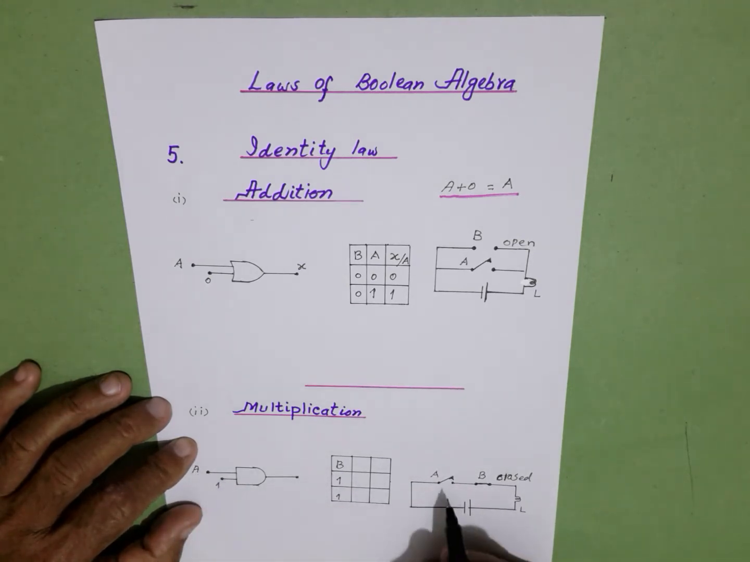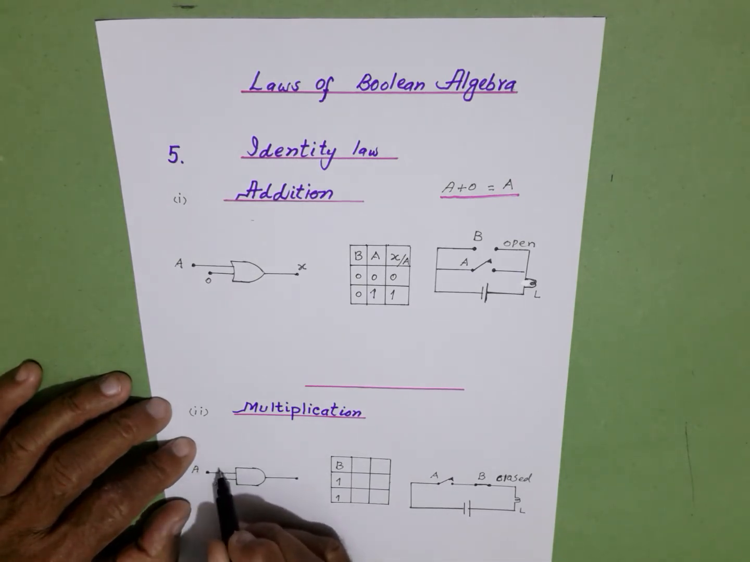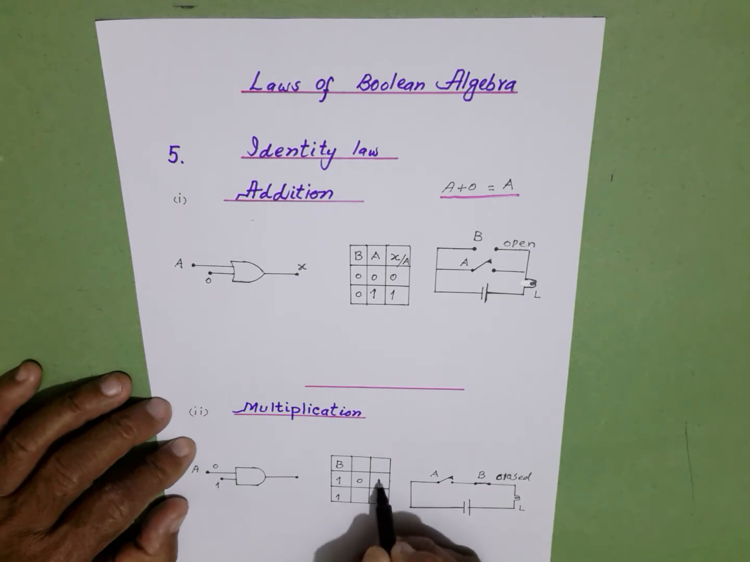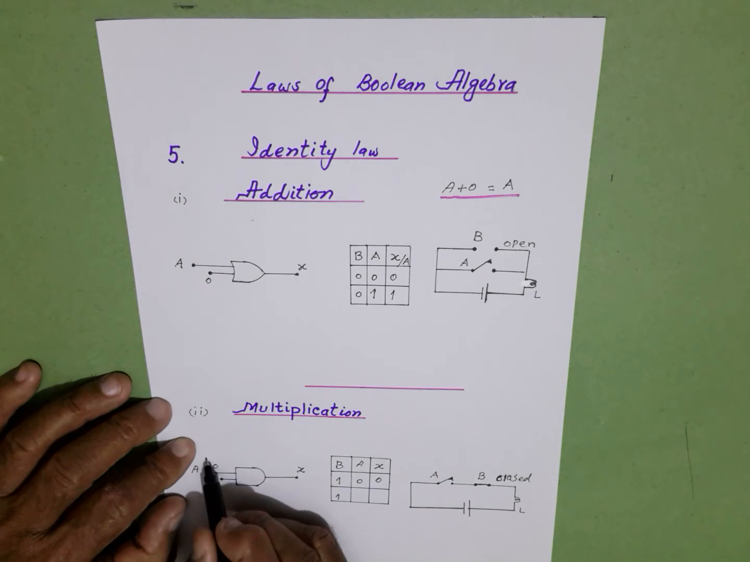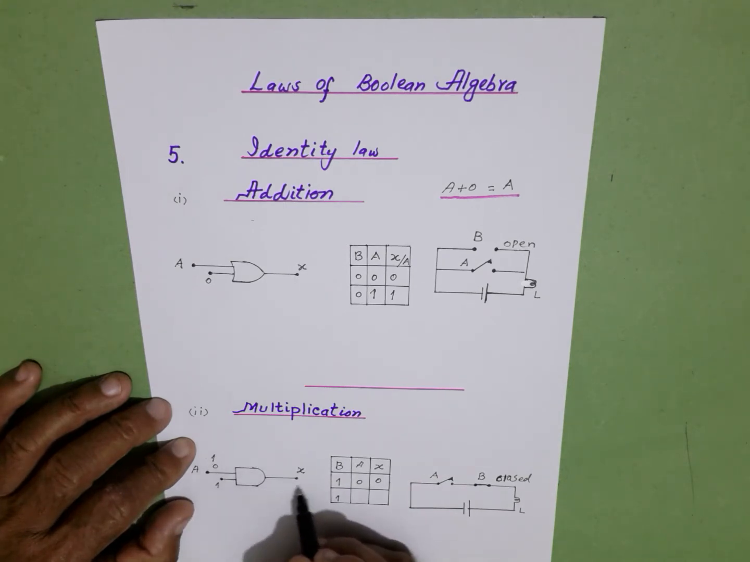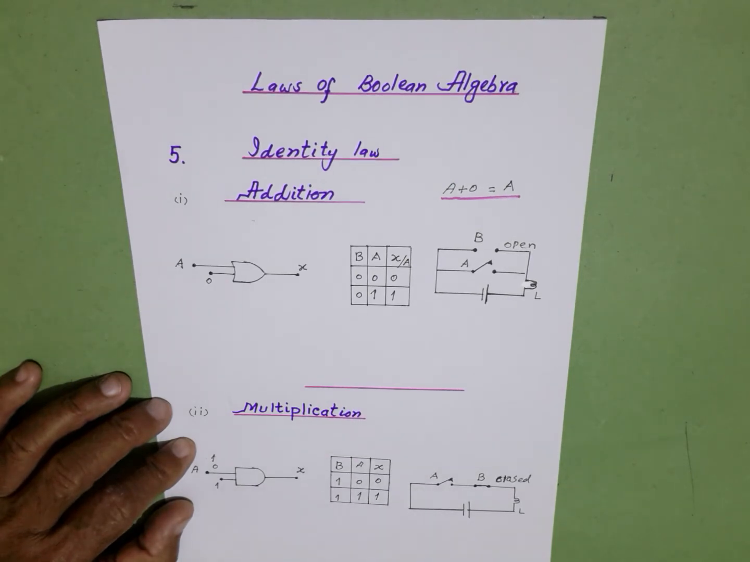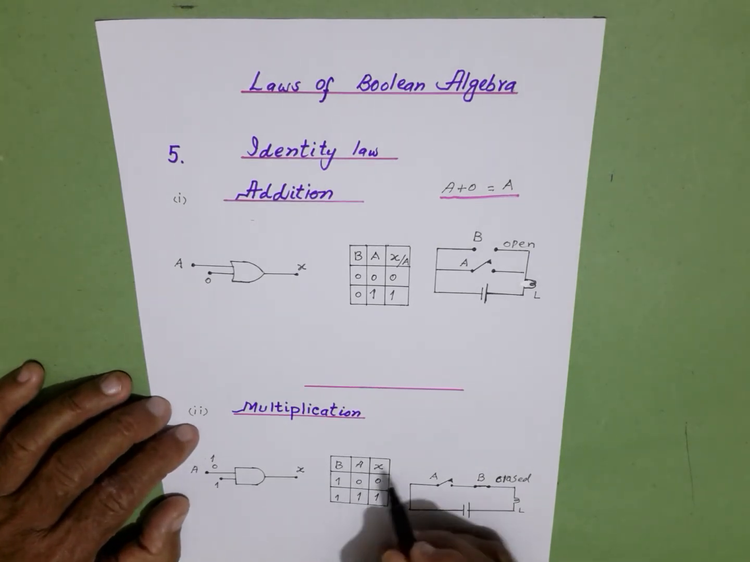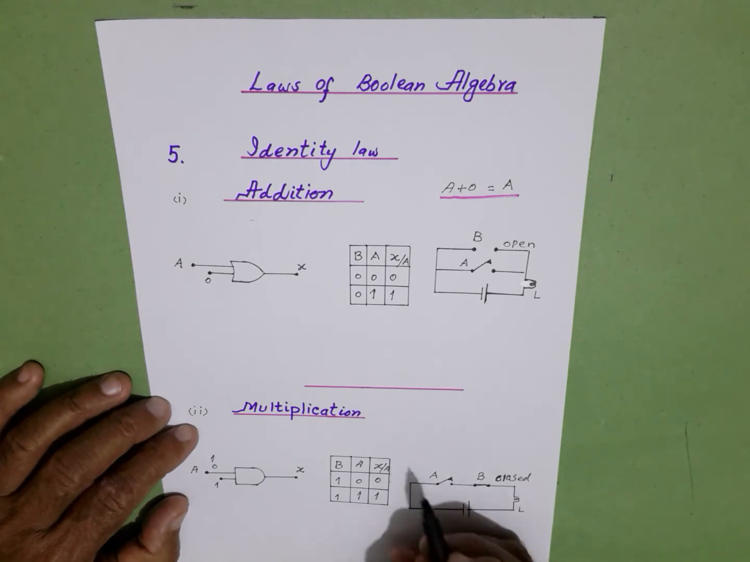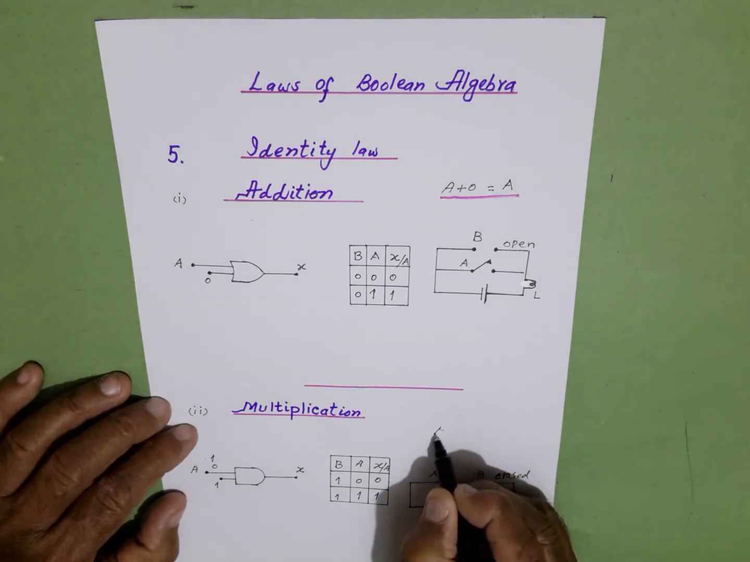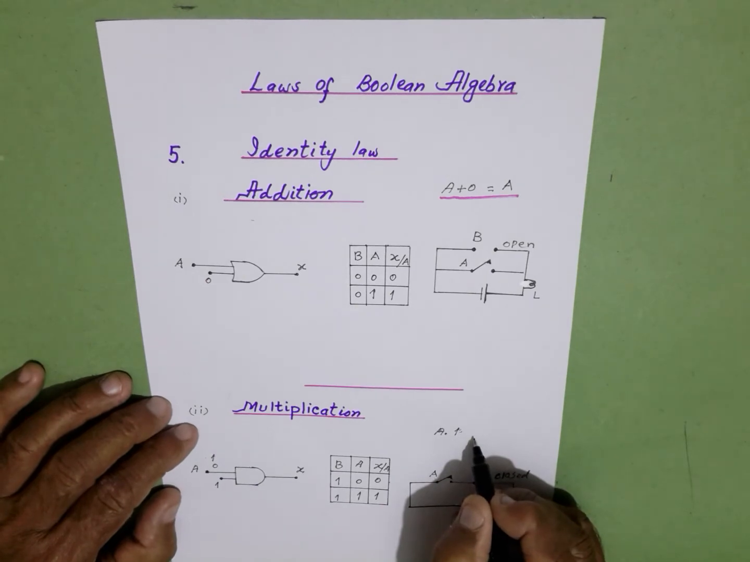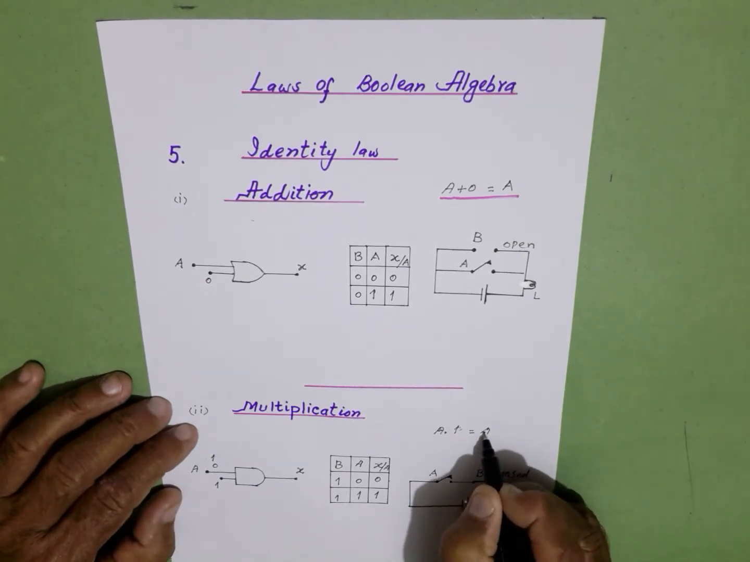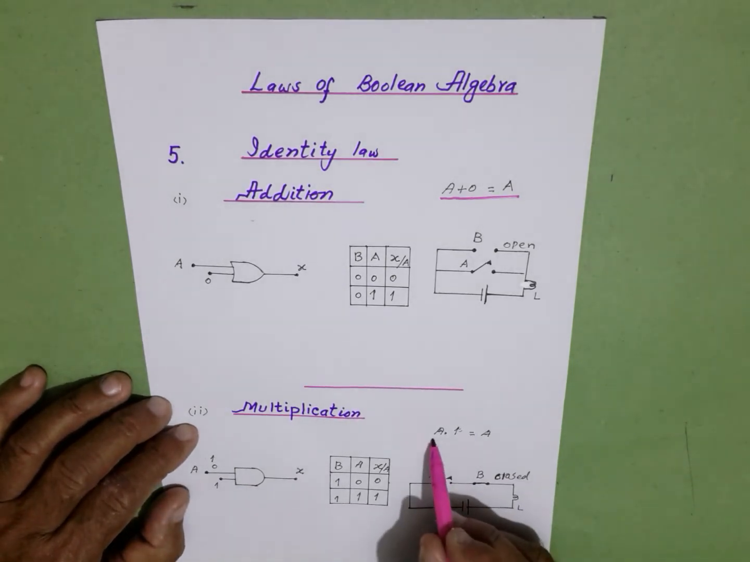Let us see that when switch A is open, meaning 0, 0 multiplied by 1 is 0. This is X. When A is 1, 1 multiplied by 1, output is 1. And this time also see that whatever is the variable A, the same is the output X, or we can say it is a reflection of A. We can conclude that when a variable A is multiplied, ANDed, with 1, the output is the variable A. This has to be remembered. This is the law of multiplication.